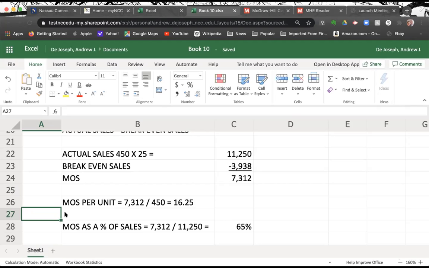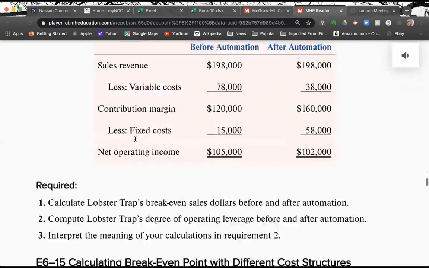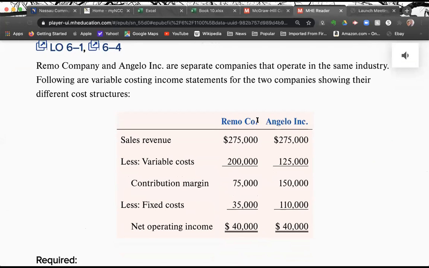Let's look at exercise 15. We got two companies. You see them? Remo and Angelo. I'll bet you these are the names of two students that he used when he wrote the book. So Remo and Angelo are separate companies that operate in the same industry. Following are variable costing income statements for the two companies showing their different cost structures.